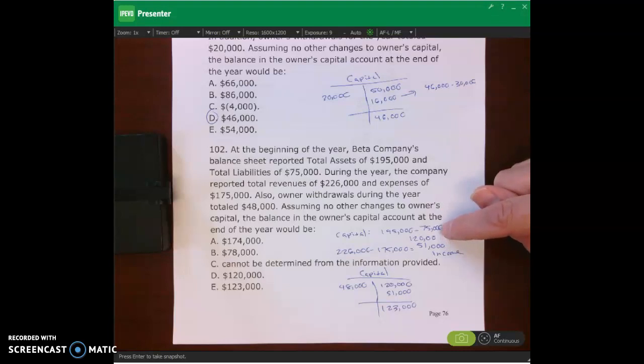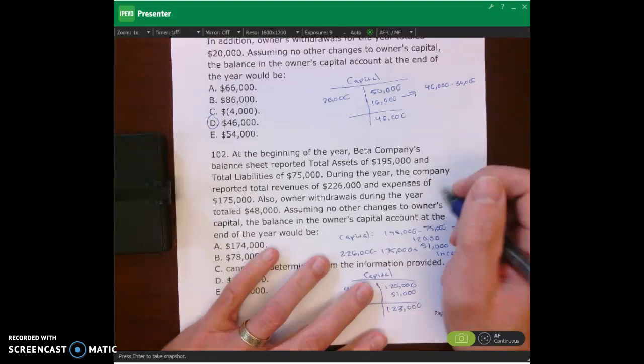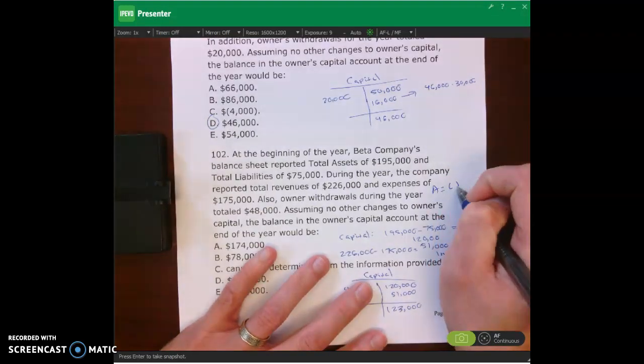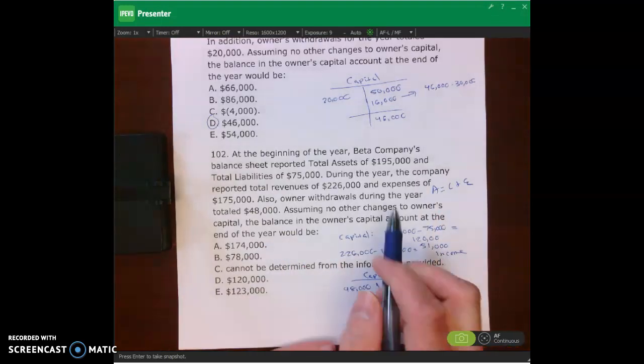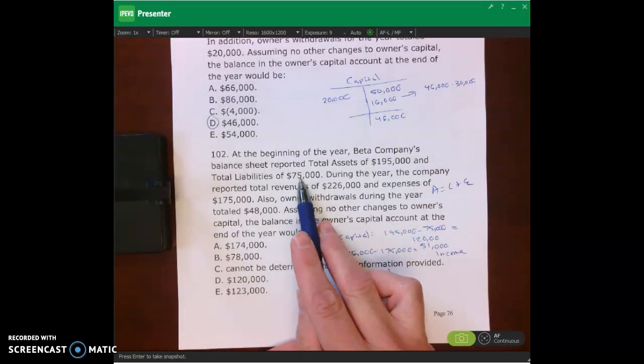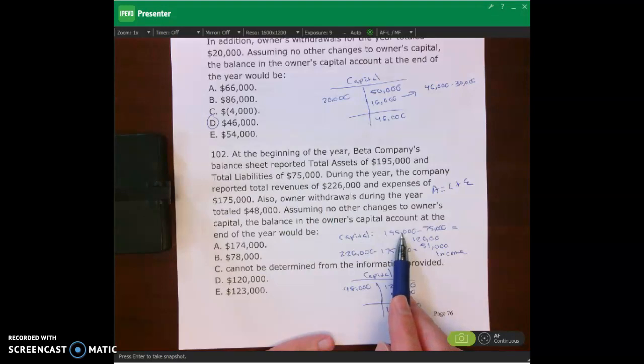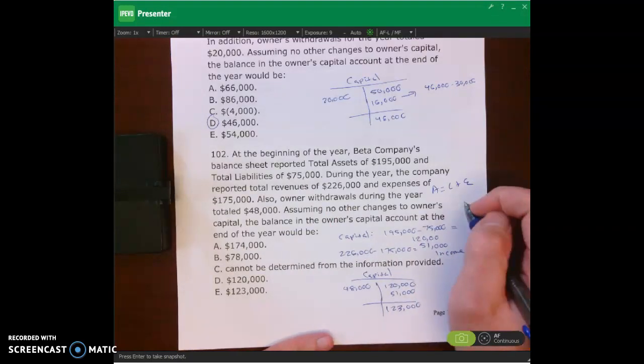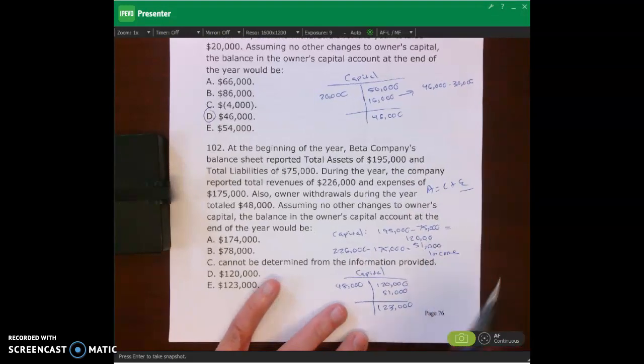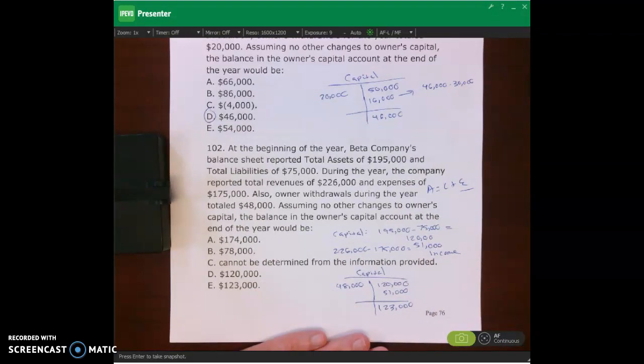That's the tricky one about this one. And so how do you do that? Well, you use the accounting equation. Remember? Assets equals liabilities plus equity. So we're given total assets and we're given total liabilities. So I can take my assets of 195 minus my liabilities of 75. That means equity, which is my capital, is $120,000. Okay, and I need that because that's my beginning balance in capital.